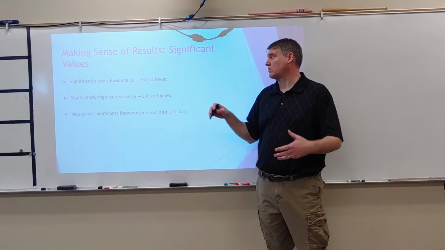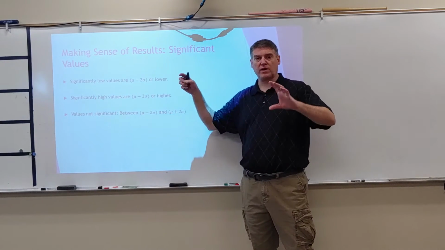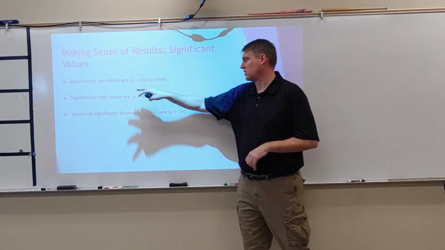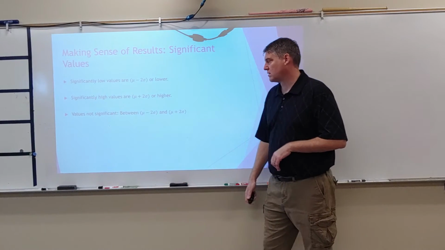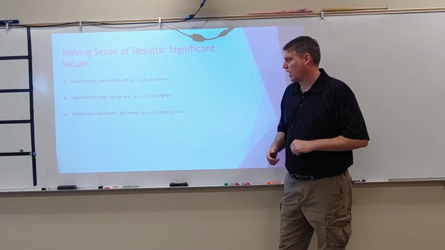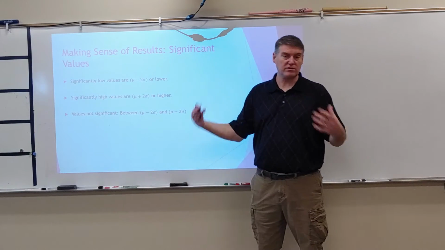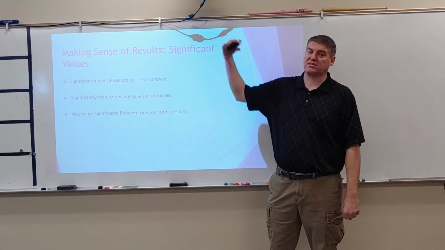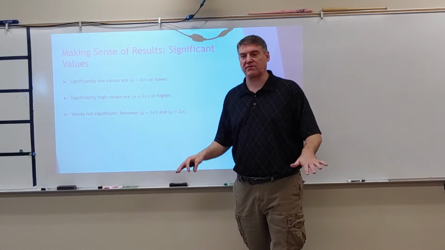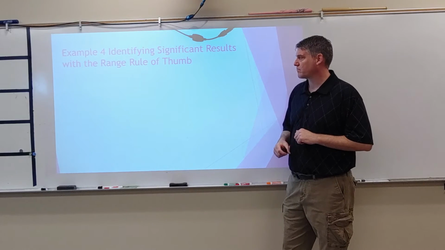Making sense of results, significant values. Significantly low values are when our value is less than 2 standard deviations below our mean. We're significantly high if we're at mu plus 2 sigma or higher. Values that aren't significant are when they fall in between there. So if we're more than 2 standard deviations above, we're significantly high. If we're more than 2 standard deviations below, we're significantly low. If we're between those, not significant.